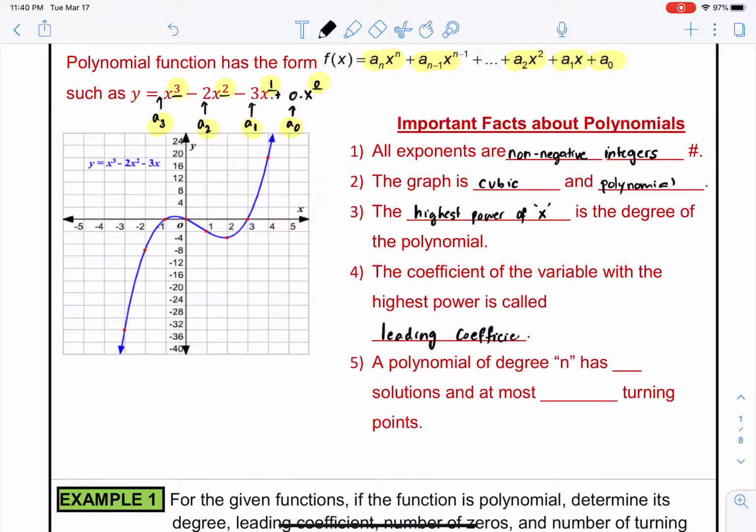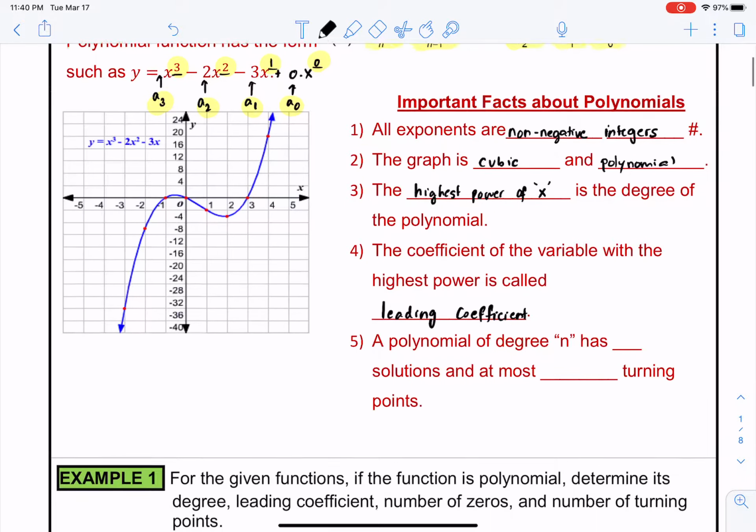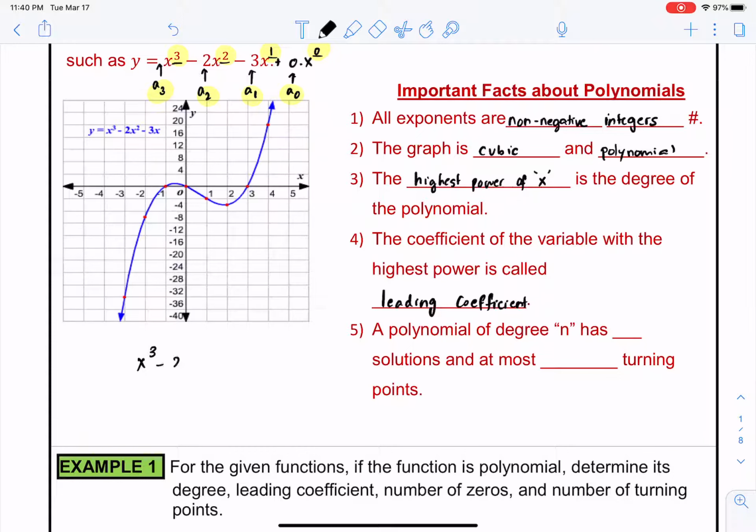An easier way to remember why we call it a leading coefficient is because when we write x cubed minus 2x squared minus 3x, we start at x cubed, so that is the first term, and sort of go down this way. So 2x squared follows x cubed, and x follows the x squared term. So x cubed leads the other two terms, hence we call it the leading term, and its coefficient the leading coefficient. So a polynomial of degree n would have n solutions and at most n minus 1 turning points.